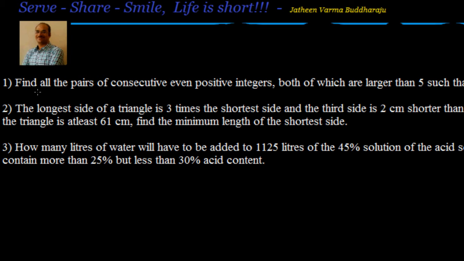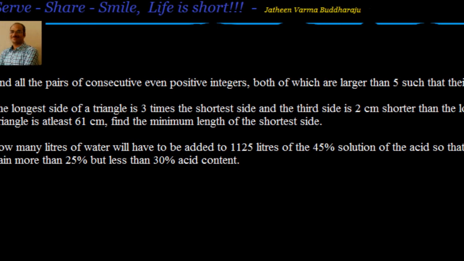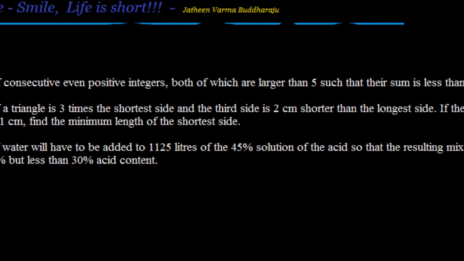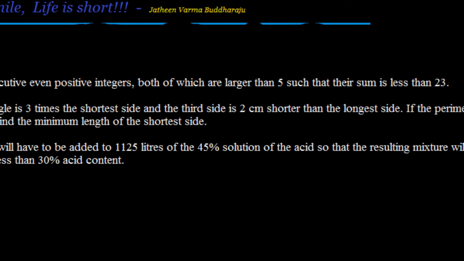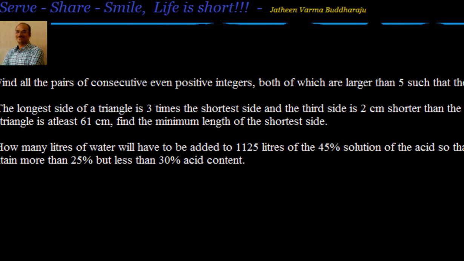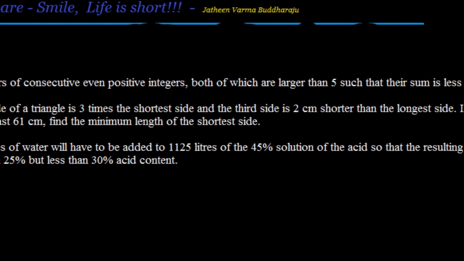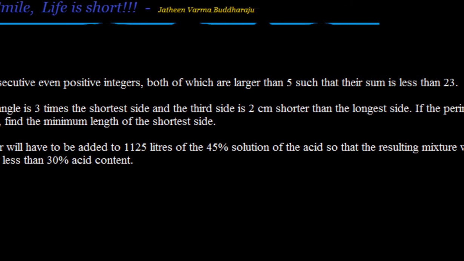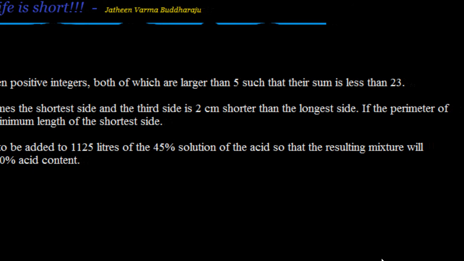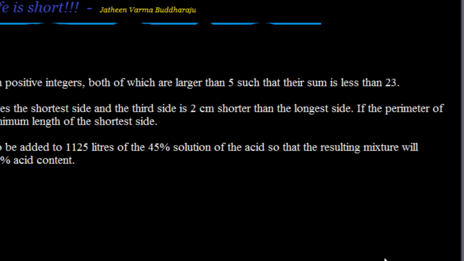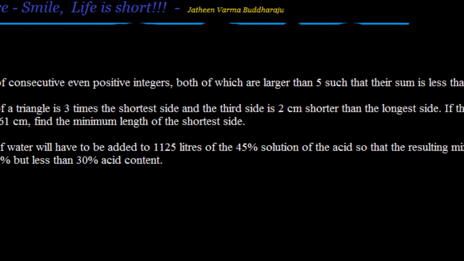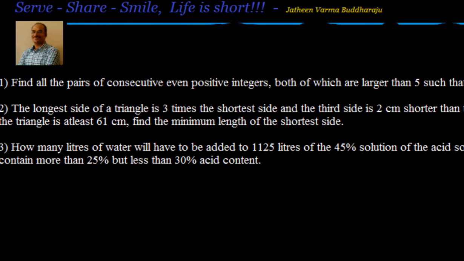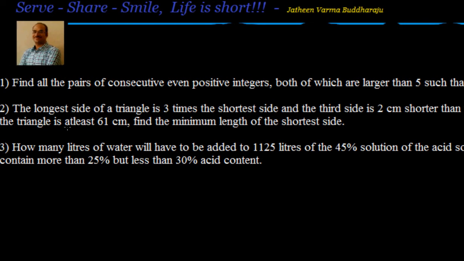The first one: find all the pairs of consecutive even positive integers, both of which are larger than 5, such that their sum is less than 23. We have to find all the pairs of consecutive even positive integers, both of which are larger than 5, such that their sum is less than 23. Let's do that one. Okay, here you go. Find all the pairs of consecutive even positive integers.